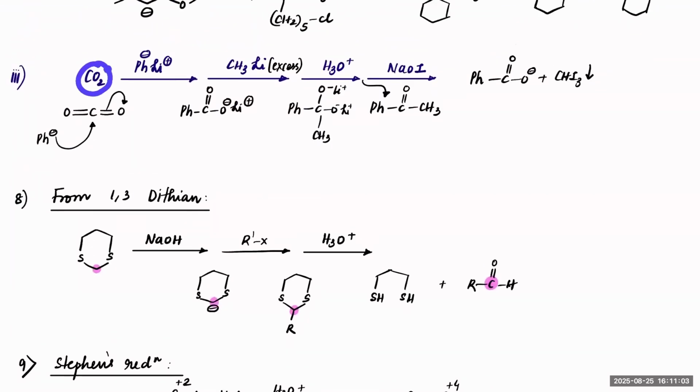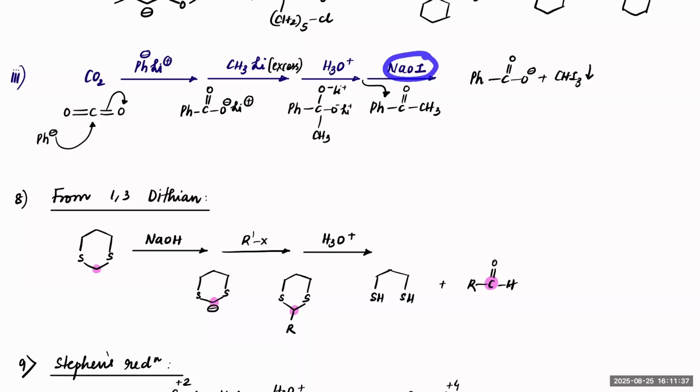If you have a carbon dioxide and you react with RLi, the R minus will attack on carbon. This will become O minus. So you'll get an acid group here. And then when you are reacting with CH3 lithium, you will get this as O minus and O minus. Then CH3 will attack on it, and that on hydrolysis will convert into keto form. Just now we have learned this preparation reaction from RLi.